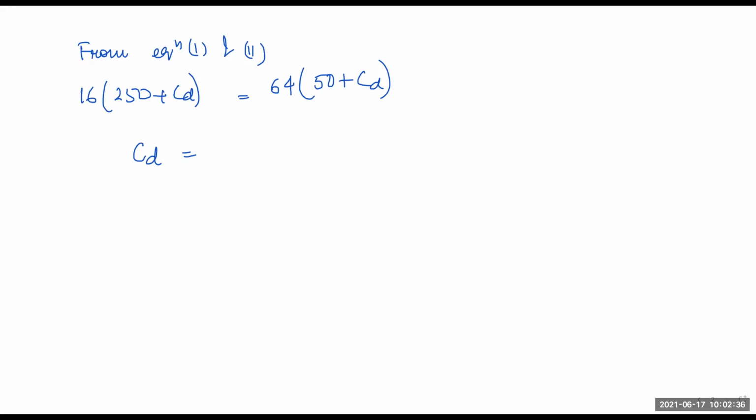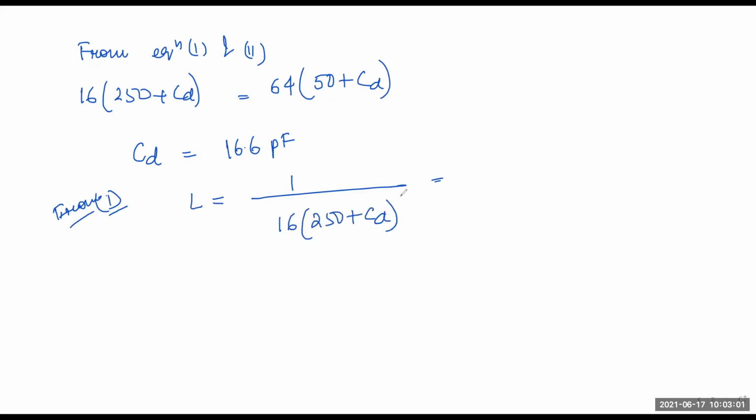Done? Value of CD, what is this? 16.6. Okay, 16.6 picofarad. Then from equation 1, now you know CD, right? So from equation 1, we can write inductance L is 1 by 16 (250 plus CD). So put the value of CD here: 1 by 16 (250 plus 16.6). Now Henry, tell me the answer, solve it and tell me the answer.